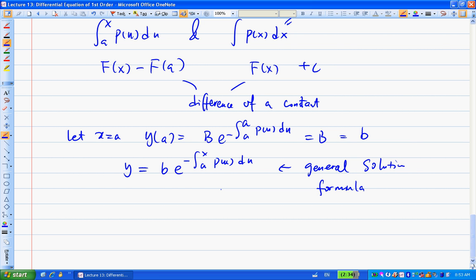So we'll see examples like this next. Okay, we'll see that next. So let's take a look at this example here, right? See this example here. It's an RC circuit.